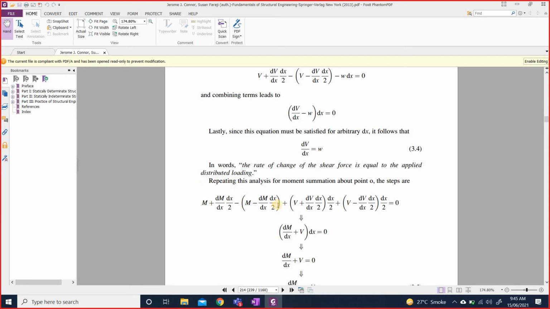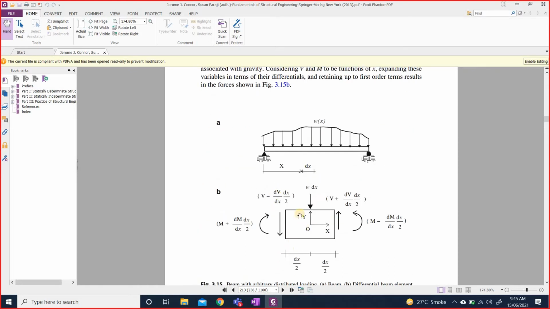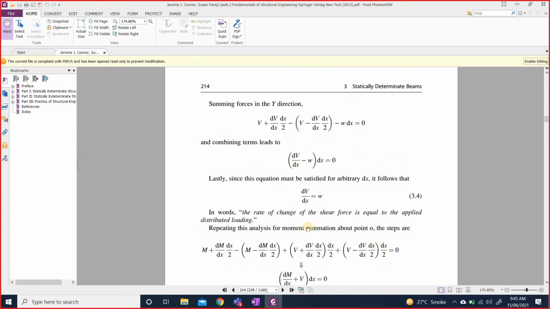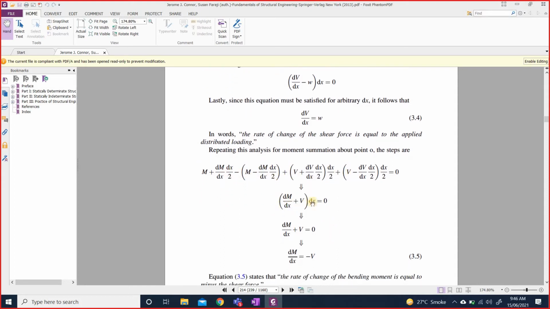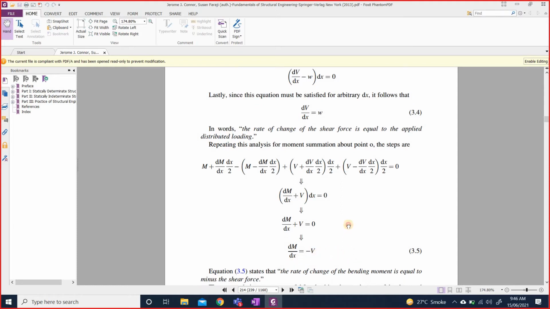Next, if you repeat the same analysis for this equilibrium, for this free body diagram, if you consider summation of moments for this segment, you can write this expression, and with some simple calculations you can reach this answer. Again, this term should not be 0, rather the first term should be 0. So this term is equal to 0, and that can be rearranged to say dM/dx equal to minus V.